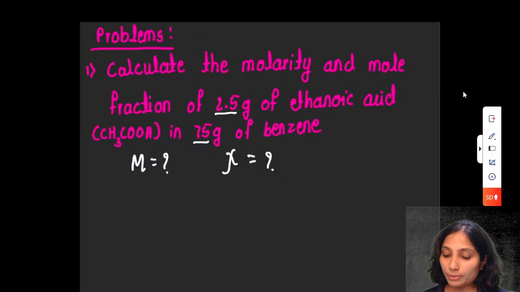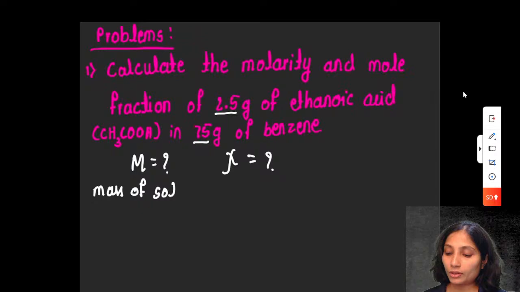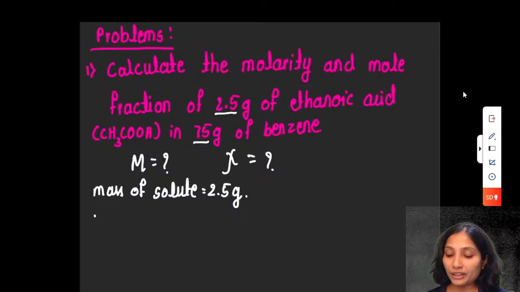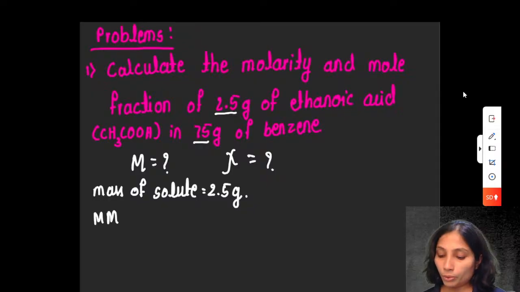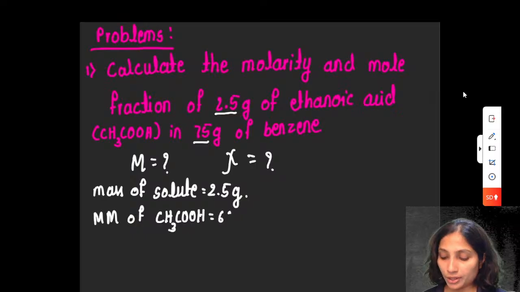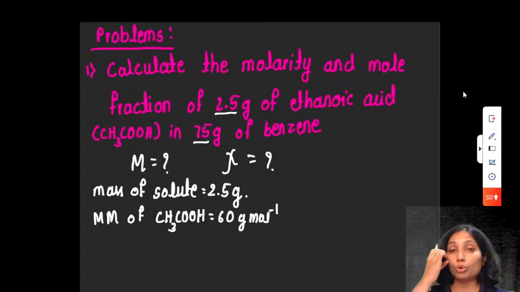So here, what is the mass of solute? Mass of solute is equal to 2.5 gram. The solute is present in small quantity, and ethanoic acid is our solute. What is the molar mass of ethanoic acid? The formula is CH3COOH, and its molar mass is 60 gram per mole.